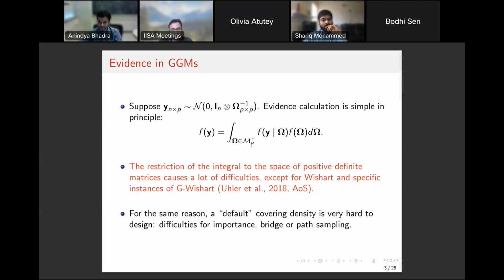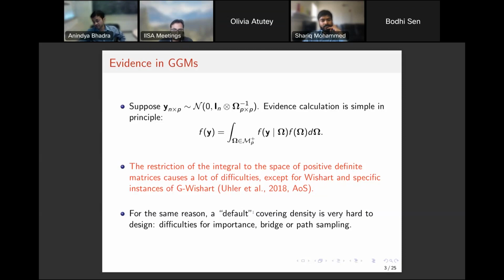And this is the crux or the source of all difficulties, so that unless your prior has very specific structure, such as Wishart, or there is a recent paper in the Annals of Statistics by Caroline Euler and co-authors. So there are specific instances of G-Wishart, which is another conjugate prior for Gaussian graphical models, but very specific cases under G-Wishart, not all kinds of G-Wishart, okay? And because of the same reason, now we can begin to see where the difficulty lies.